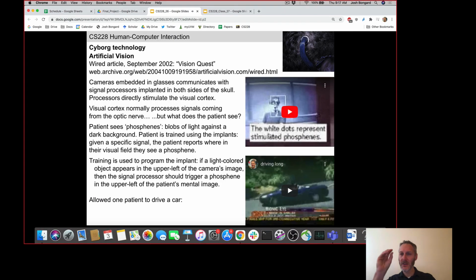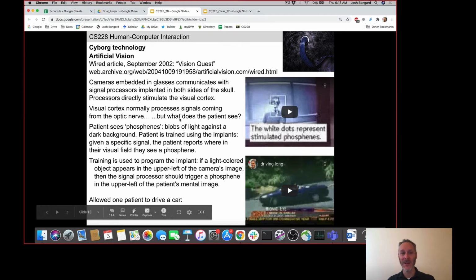Okay, not perfect. You can sort of see these black and white dots that are meant to correspond to the phosphene seen by the subject. In the interest of time, I'm going to move on. You can go and watch this at your own leisure. This is an early CNN report of somebody with this technology actually driving a car. Pretty amazing.